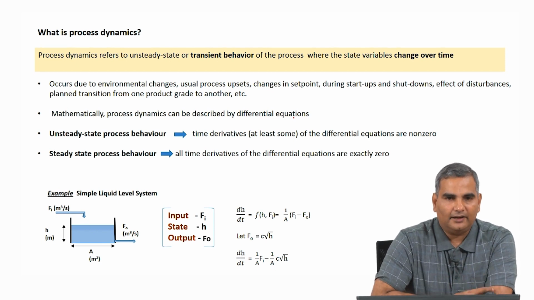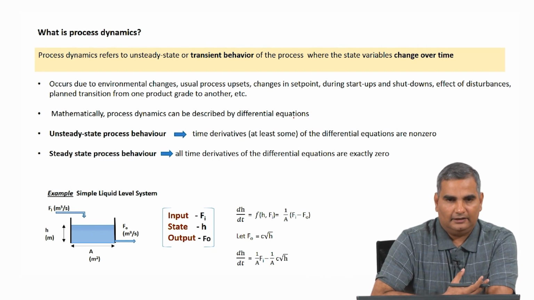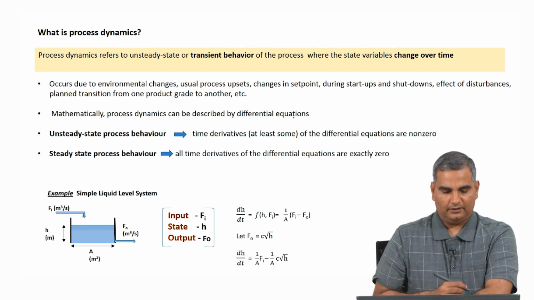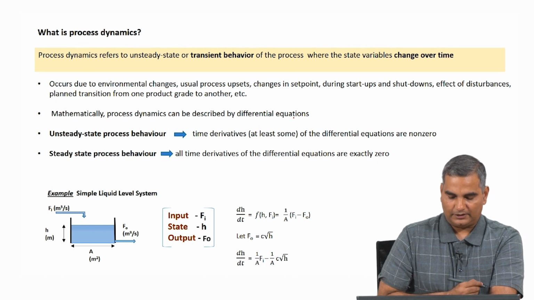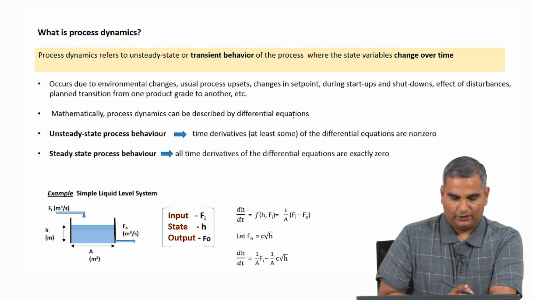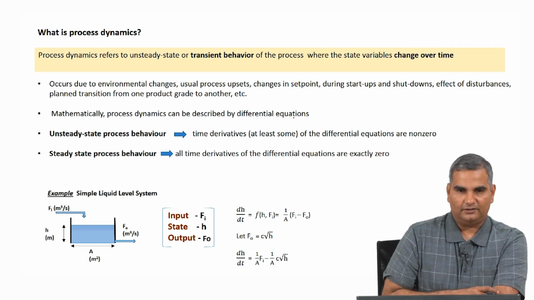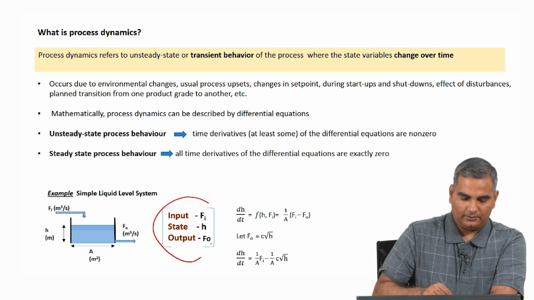Now, if all the time derivatives are 0, then you have what is called a steady state process behavior, where there are no dynamics involved, and those types of equations will be algebraic equations. So, if you take this simple liquid level system as an example, you can write simple set of equations here. The fundamental basis of this equation is basic mass balance, and we will derive this in more detail carefully in a later lecture. For now, in this introductory lecture, I just want to show you the form of these equations and how we are going to relate these variables through equations.